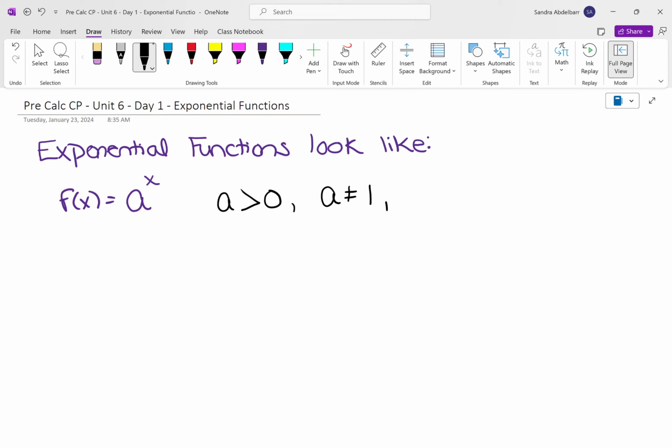And lastly, x is a real number, meaning it can't be imaginary. Wait, what's a real number? The exponent always has to be a real number. What is a real number? Just not an imaginary number. Any number that's not imaginary is real. So as long as it doesn't have an i in it, then it's real.